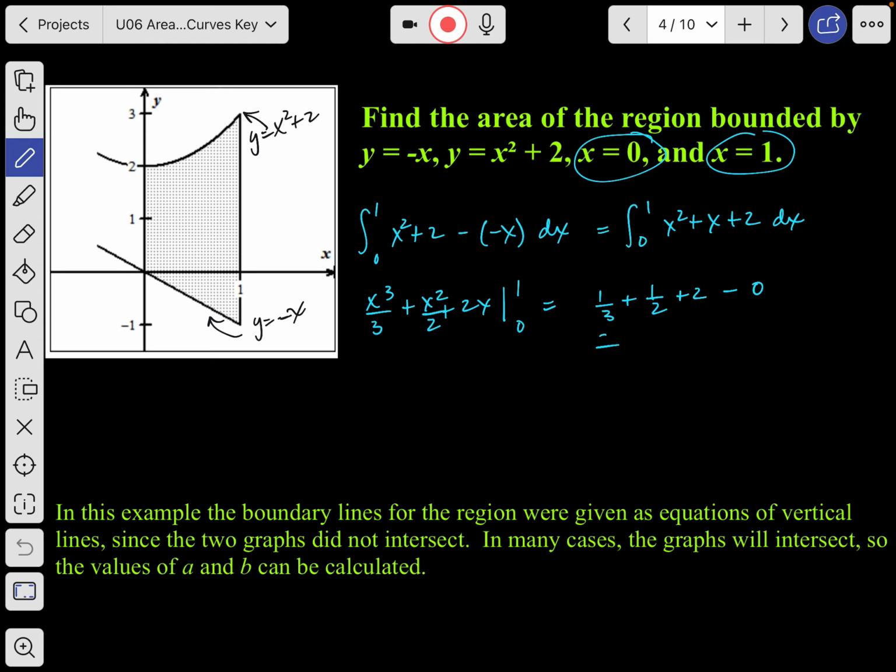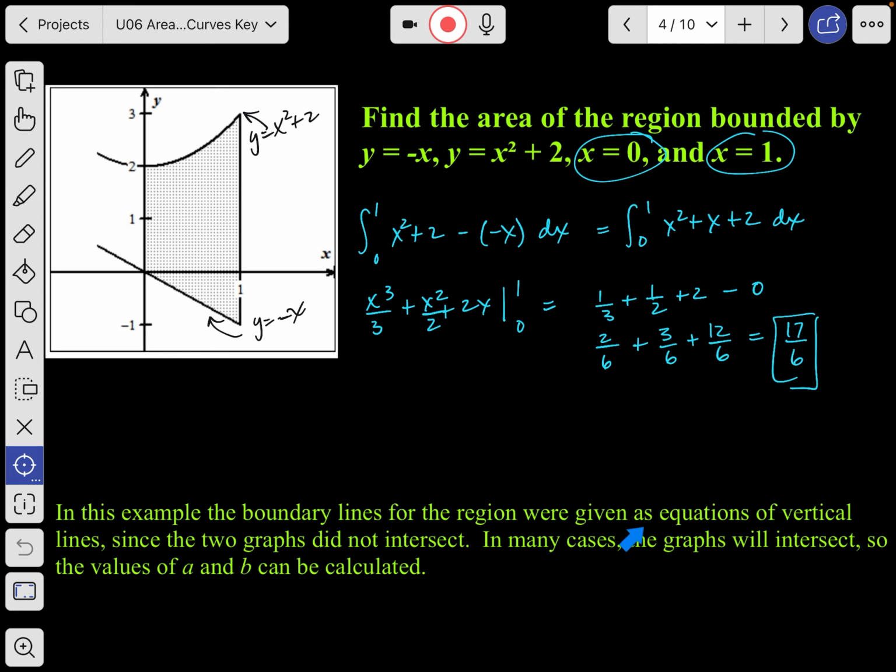Let's go ahead and find a common denominator. This will be 6. So 1/3 will be 2/6, 1/2 will be 3/6, and 2 will be 12/6. If I add those together, that's going to give me 17/6. And that's going to be the area between those two curves in the boundary 0 to 1.